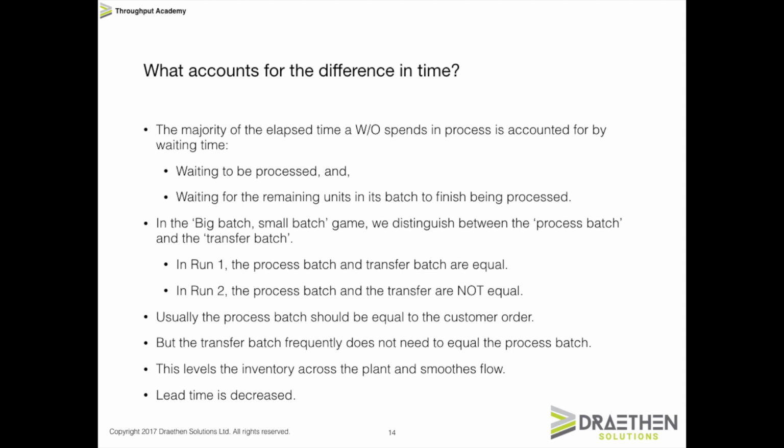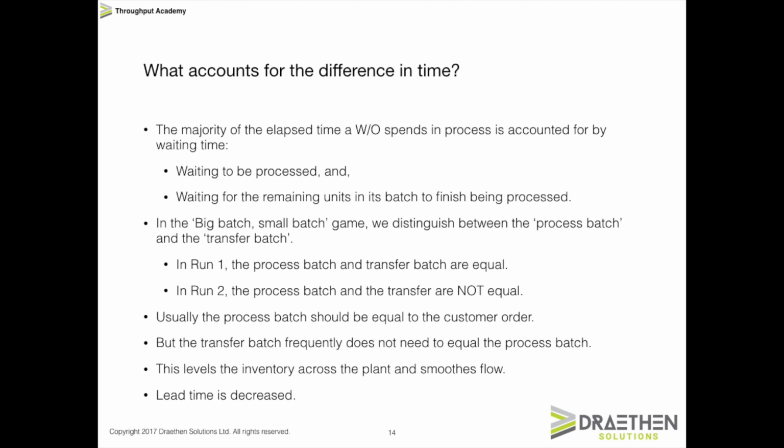In run 2 we make a distinction between the process batch, which is the total quantity of work, and the transfer batch, which is the batch that we move through the factory. In our case, the process batch is 8 units or 8 pieces of paper, and the transfer batch is 1 unit or 1 piece of paper. Moving the batches through the plant in small transfer batches of 1 in this case enables the work centres to work in parallel and therefore reduces the total elapsed time that the whole of the process batch is actually in the manufacturing plant.